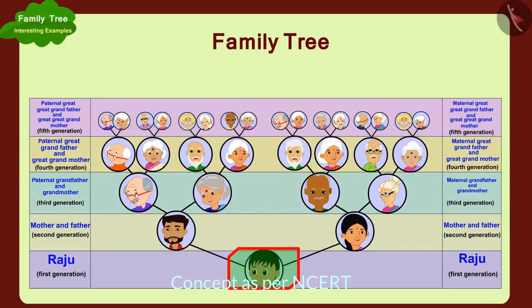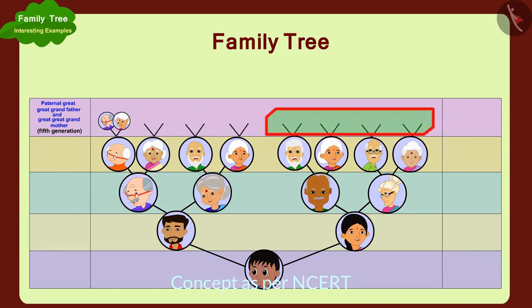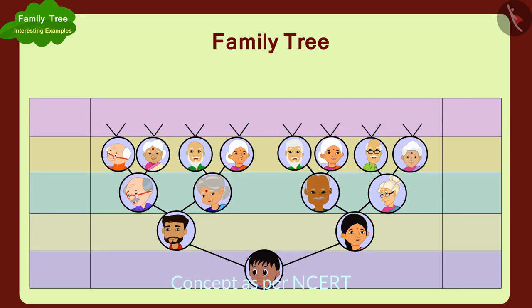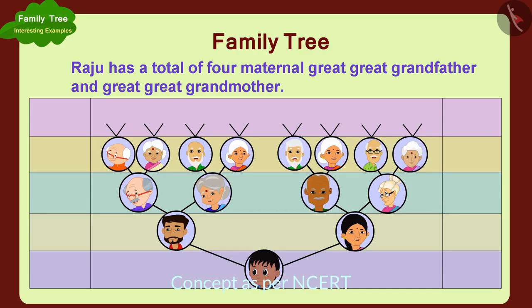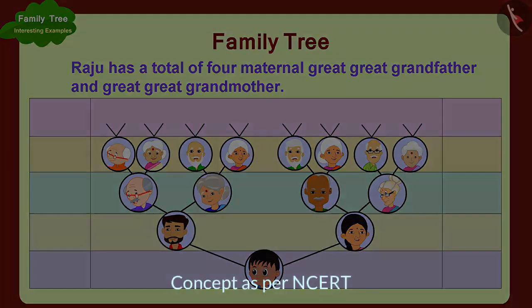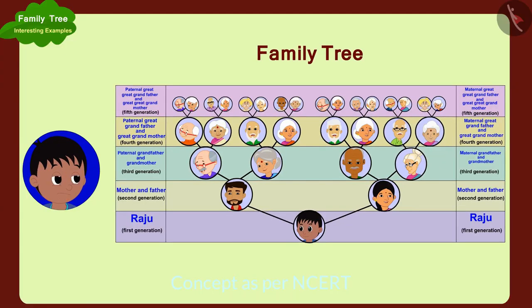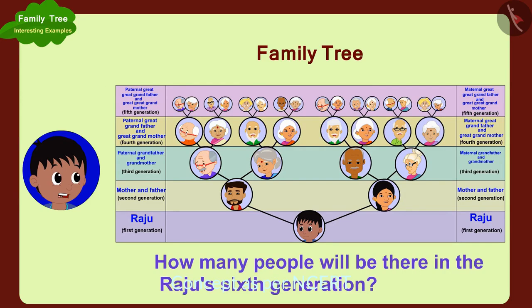Raju's maternal great-great-grandfather and great-great-grandmother will be his mother's great-grandfather and great-grandmother. In this way, these are Raju's maternal great-great-grandfather and great-great-grandmother. Raju has a total of 4 maternal great-great-grandfather and great-great-grandmother. If I make my 6th generation, how many people will be there in it? Children, can you tell how many people will be there in Raju's 6th generation?